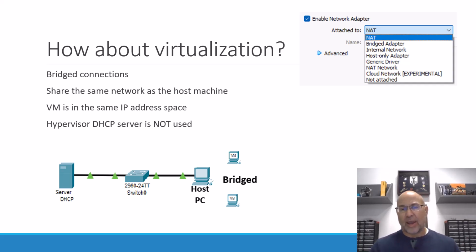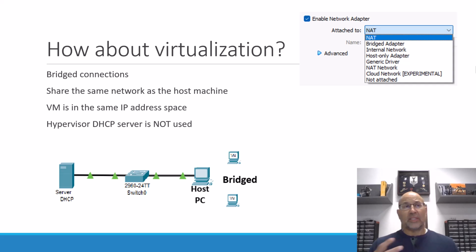So in the diagram off to the side here, we can see that there's a DHCP server out on the network somewhere, and there's a real switch out there, right? Switch 0 in this case, and the host PC is connected to that switch. So the host would get a DHCP-based IP address from the DHCP server. Now the host is running a hypervisor, much like I'm going to show you later on. And the host has a couple of bridged VMs.